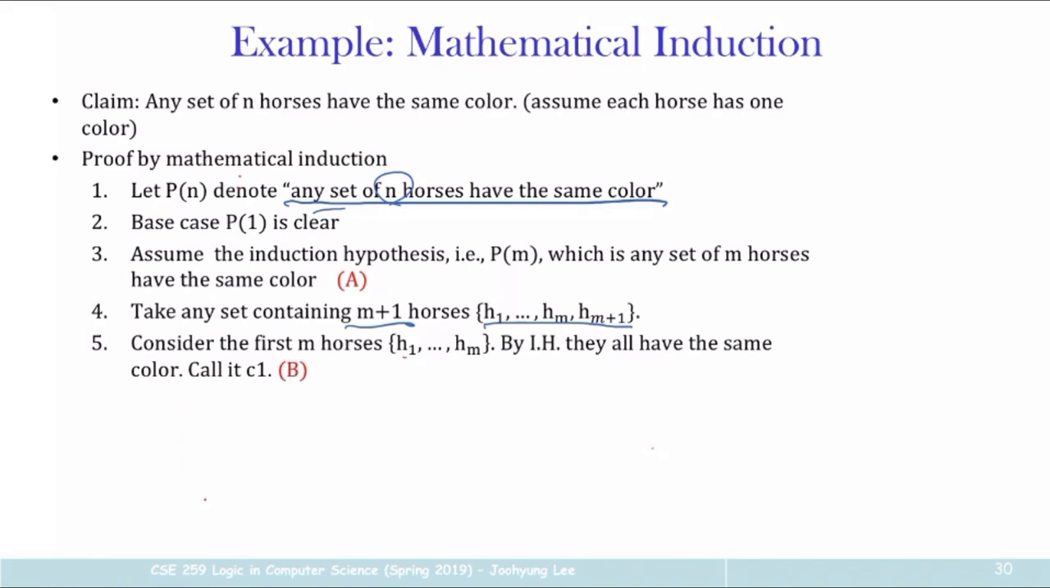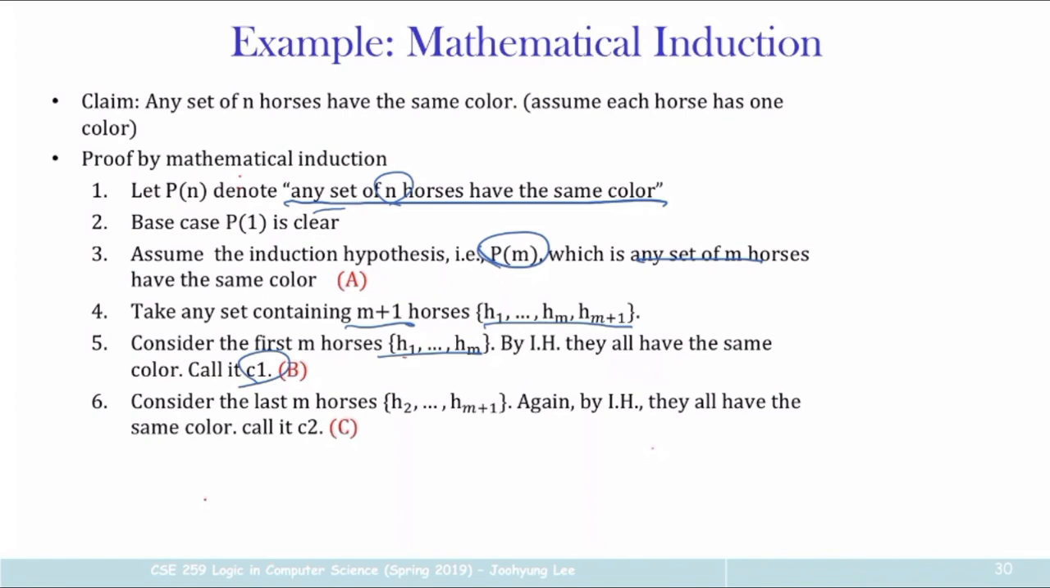h1, h2, up to hm. How many horses are there? M horses, right? If there are m horses, then the induction hypothesis applies, because any set of m horses have the same color. So this set has only one color associated. Let's call it C1.